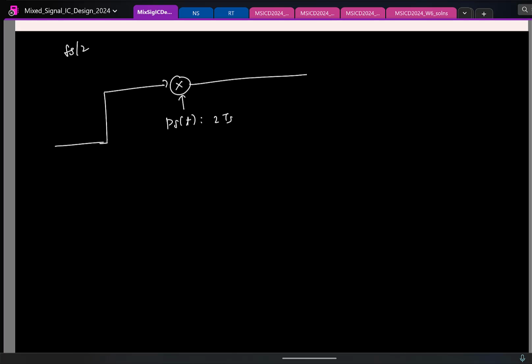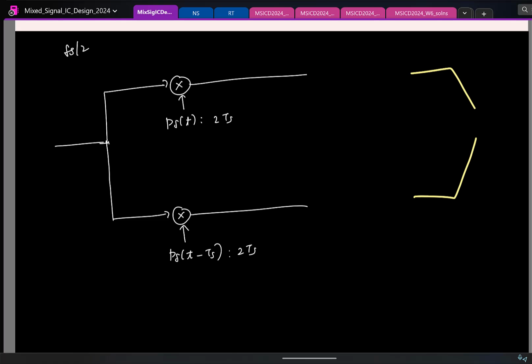Now I have the second path. That is also sampling at fs by 2. But what is the difference between this and this impulse train? There is a time shift. And how much is the time shift? Ts. But this is also periodic at 2 ts. Now finally, if I were to model this correctly, you can think of it as these two signals getting added, so that finally I have things sampled at fs.